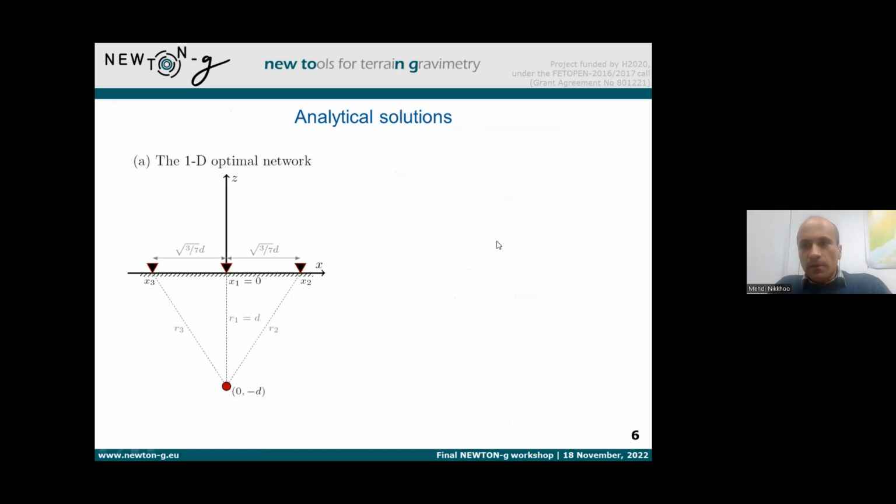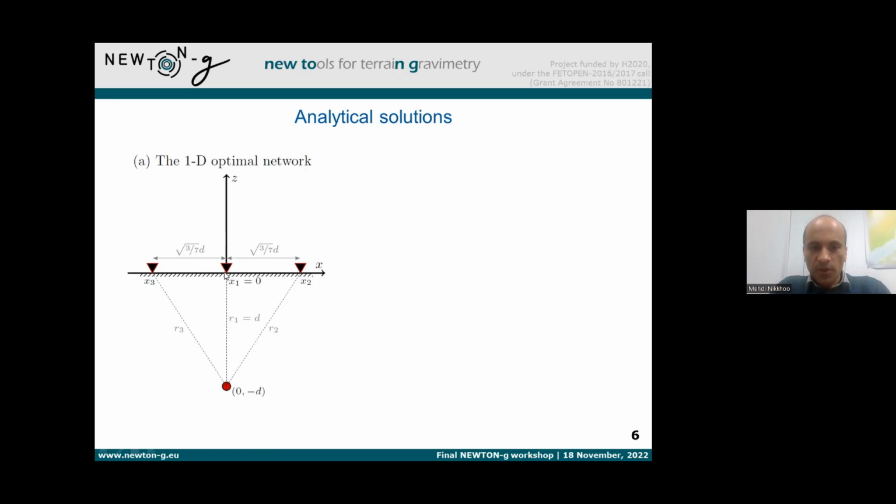So we first address this optimization problem using an analytical method. In this problem, I consider a 1D network of gravimeters, which are these three triangles along the x-axis. So the point mass in this problem basically has three parameters, because we are assuming that the parameters of interest are the location of the source along the x-axis, the depth of the source, and the amount of point mass. So solving the problem analytically, we can see that the optimal network has such configuration.